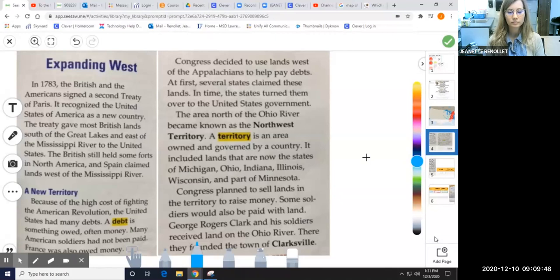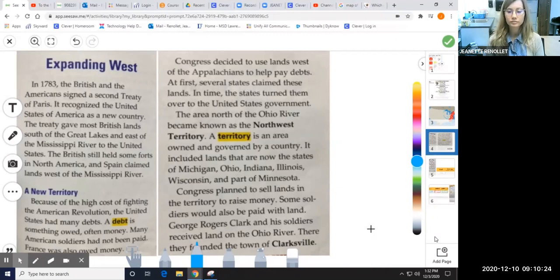A new territory. Because of the high cost of fighting the American Revolution, the United States had many debts. A debt is something owed, often money. Many American soldiers had not been paid. France was also owed money. Congress decided to use lands west of the Appalachians to help pay debts. At first, several states claimed these lands. In time, the states turned them over to the United States government.